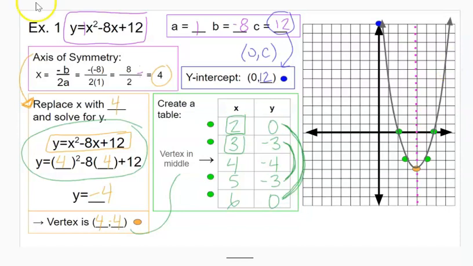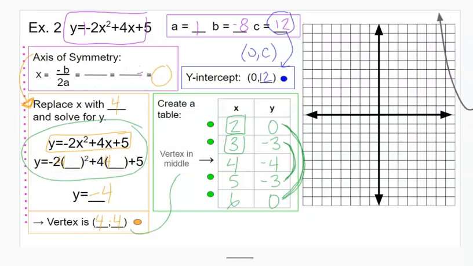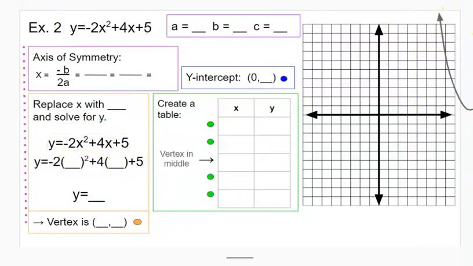All right, so that is how you are going to do your practice for today. We're going to go through one more example together, and then you will have problems to try on your own. All right, so here we have y equals negative 2x squared plus 4x plus 5. So again, we're going to start by identifying our a, our b, and our c.